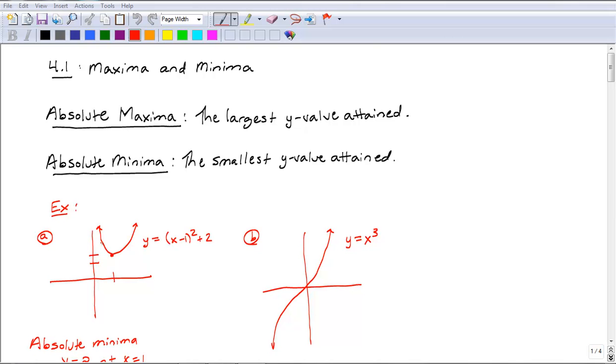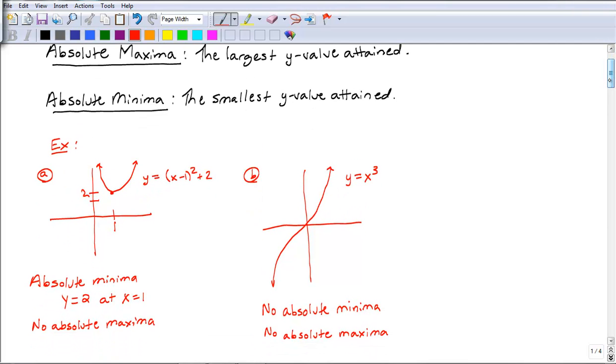For example, if we look at graph A, this graph here has an absolute minima, and it happens at x equals 1, but the absolute minima is y equals 2. And so that's what the first part here says. Absolute minima, y equals 2 at x equals 1. There is no absolute maximum because these go off to infinity.